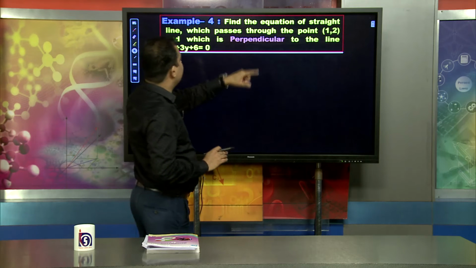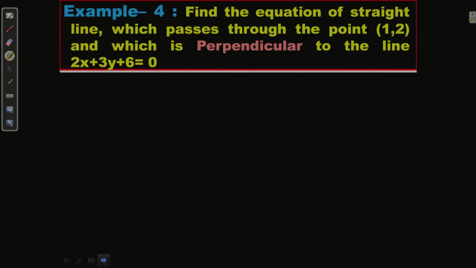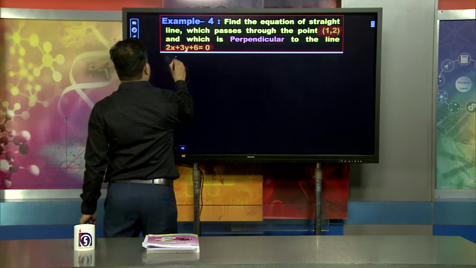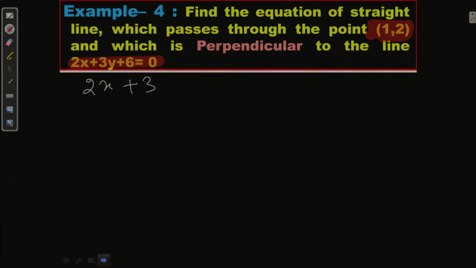Find the equation of the straight line which passes through the point (1, 2) and is perpendicular to the line 2x plus 3y plus 6 equal to 0. The point is given, (1, 2). The first case, parallelism, we have already discussed. Now we move on to the equation of 2x plus 3y plus 6 equal to 0. So the required equation of the straight line, I can say, is 2x plus 3y plus k equal to 0. This is equation 1.